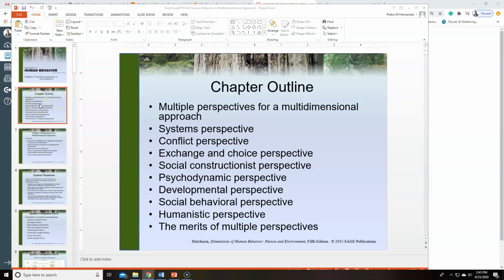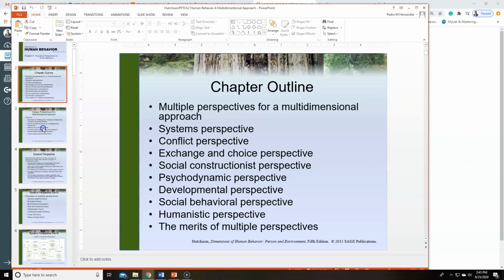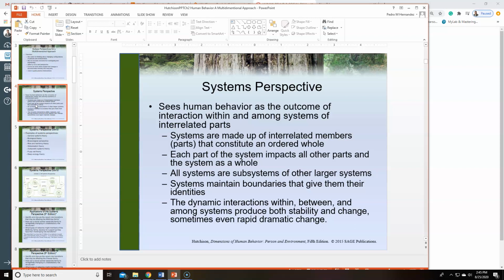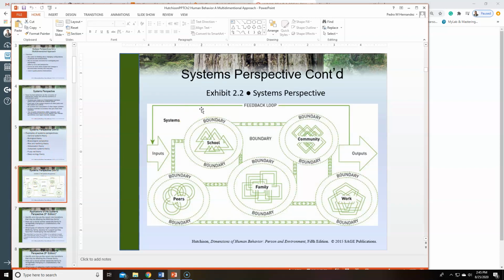I'm not going to read all of the different perspectives. System perspective: think about system as in, you have your school system and your community system and work system, family system, peer systems. So, you have your inputs, you have your outputs, but some may go directly into your school, and it may have a connection with the community and your family and so on. And then there might be some outputs, but also it may go into a feedback loop, depending on the situation.